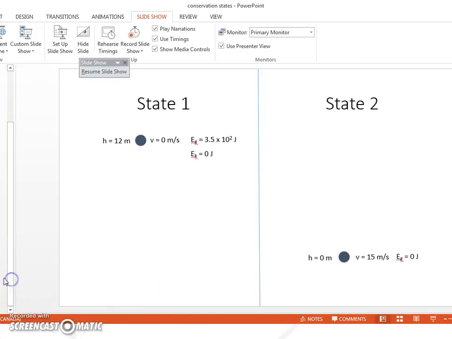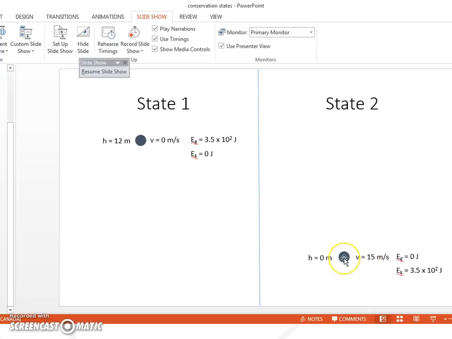So back to our little diagram then, and we have a fairly complete diagram. Gravitational potential energy of 0, kinetic energy of 3.5 times 10 to the 2 joules. And notice what's happened here. We've gone from 0 kinetic energy to 350 joules, and gone from 350 joules of gravitational potential energy to 0 joules. In other words, all of our energy has gone from gravitational potential energy to kinetic energy.